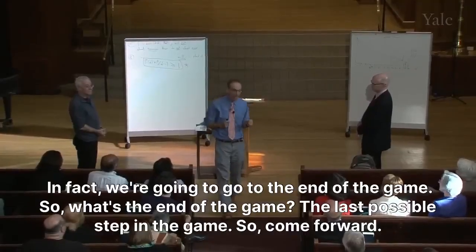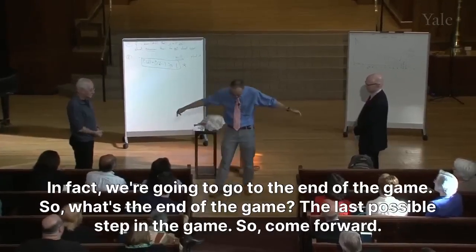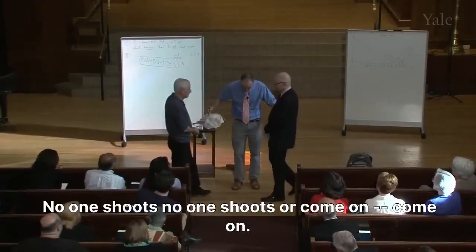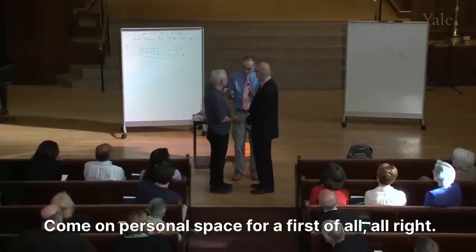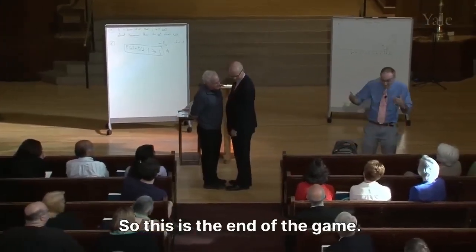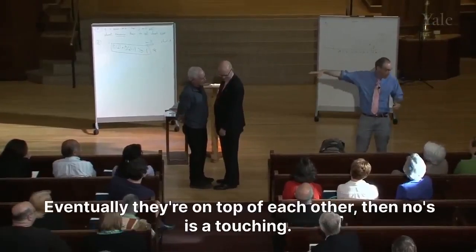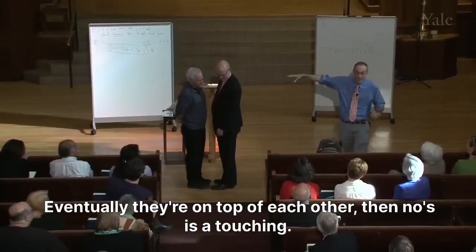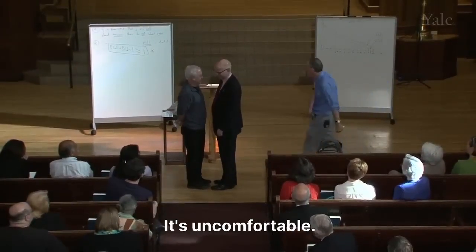So what's the end of the game? The last possible step in the game. So come forward. No one shoots, no one shoots. Personal space, but further forward. All right, so this is the end of the game. No one shoots. Eventually they're on top of each other. Their noses are touching. It's uncomfortable.